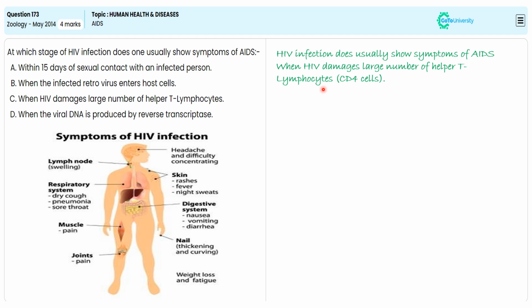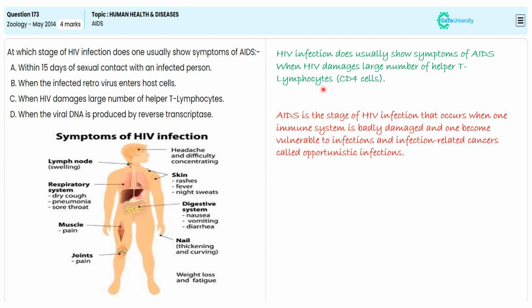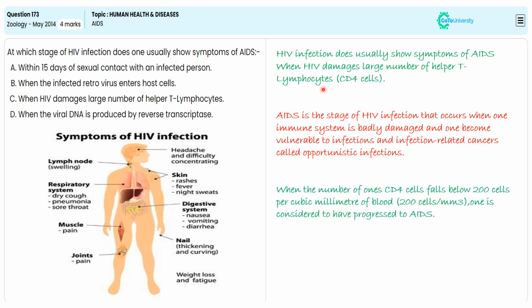AIDS is a stage of HIV infection that occurs when one's immune system is badly damaged and one becomes vulnerable to infections and infection-related cancers called opportunistic infections. When the number of one's CD4 cells falls below 200 cells per cubic millimeter of the blood, one is considered to have progressed to AIDS. With this specification, we are choosing option C as the correct answer to secure 4 marks.